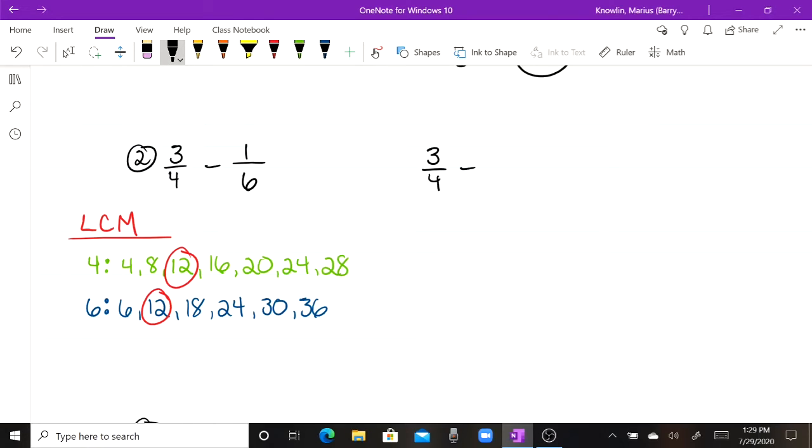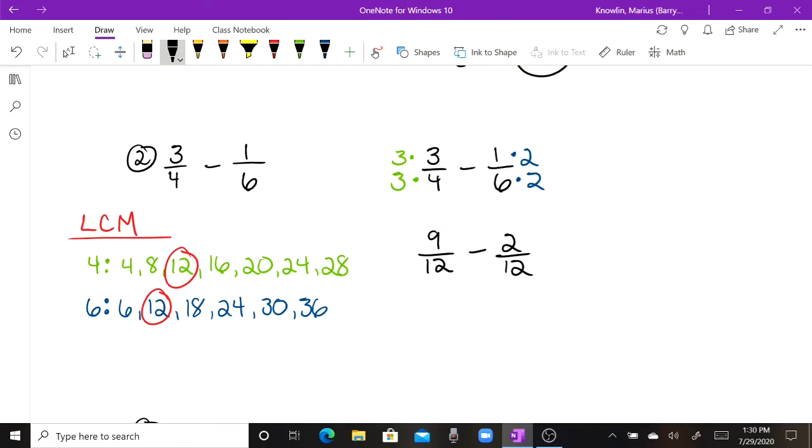3/4 minus 1/6. Now I want to convert both of these denominators to 12. Well, in order to make the 6 a 12, I have to multiply by 2. And since I multiply the denominator by 2, I multiply the numerator by 2. And for the 4, if I want to make the 4 a 12, I have to multiply that by 3. And whatever I do to the denominator, I have to do to the numerator. Now I want to rewrite my new fractions. 3 times 3 is 9, and 3 times 4 is 12. Minus 1 times 2 is 2. 6 times 2 is 12.